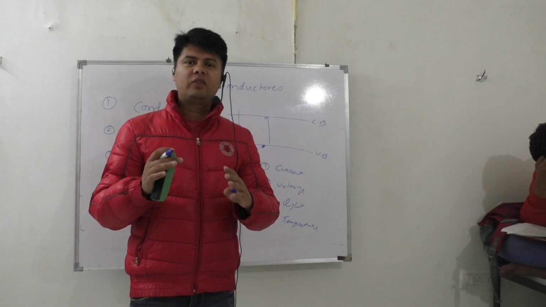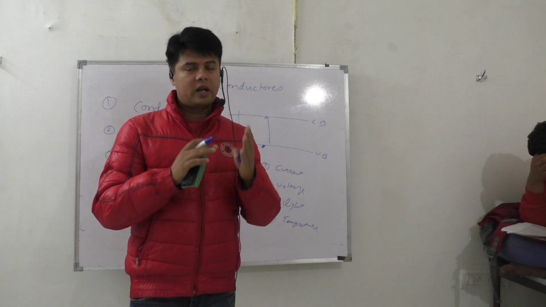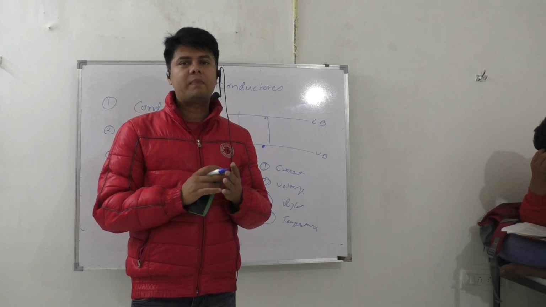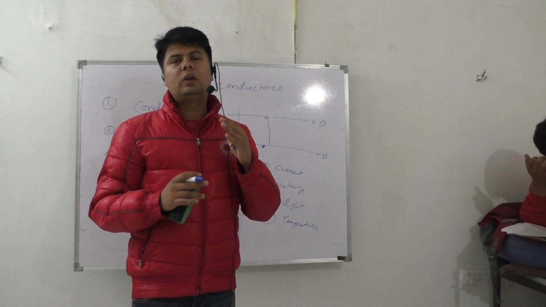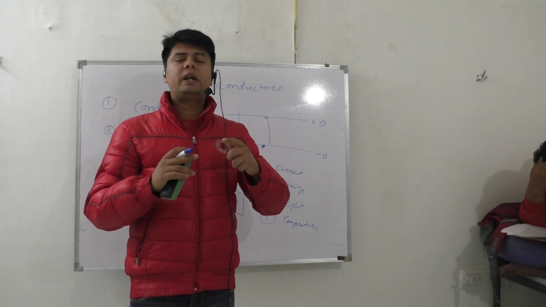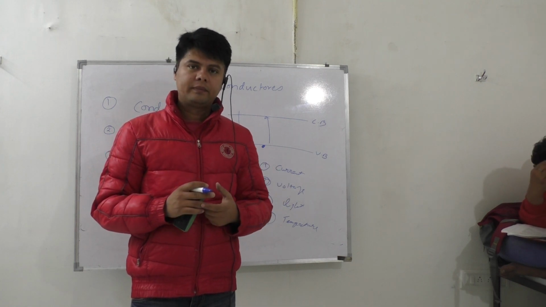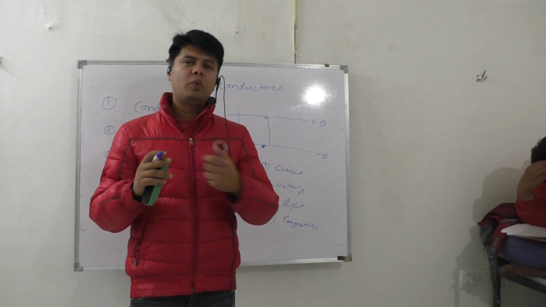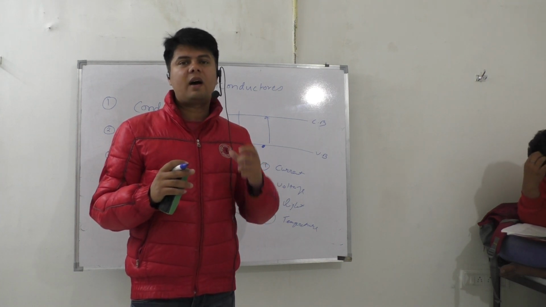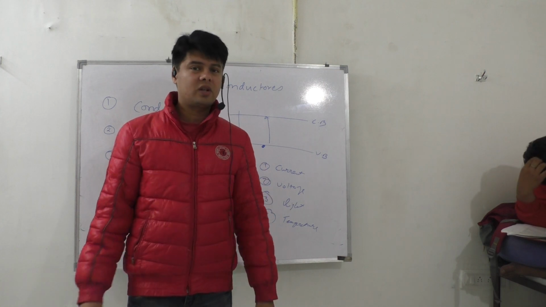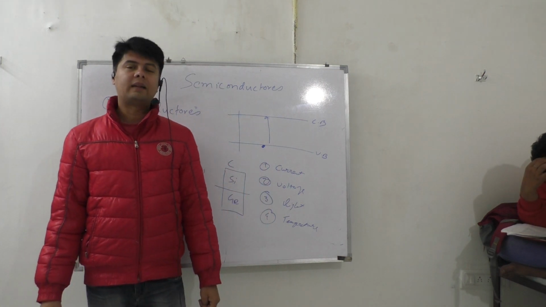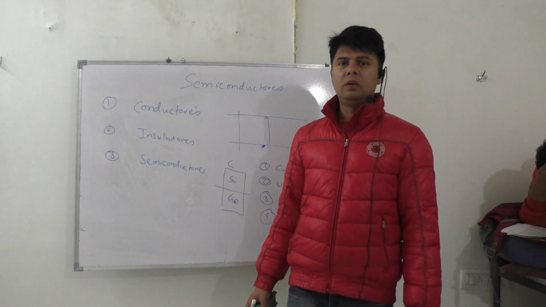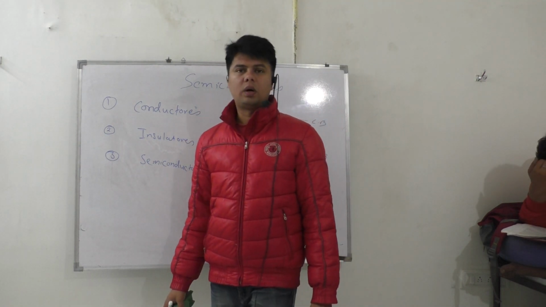Now we have three materials: conductors, insulators and semiconductors. I am again repeating the whole lecture. Conductors are those materials whose conductivity is super high, where electrons can easily move from the valence band to the conduction band after absorbing part of the energy. These materials are metals, such as copper, iron, gold and silver.